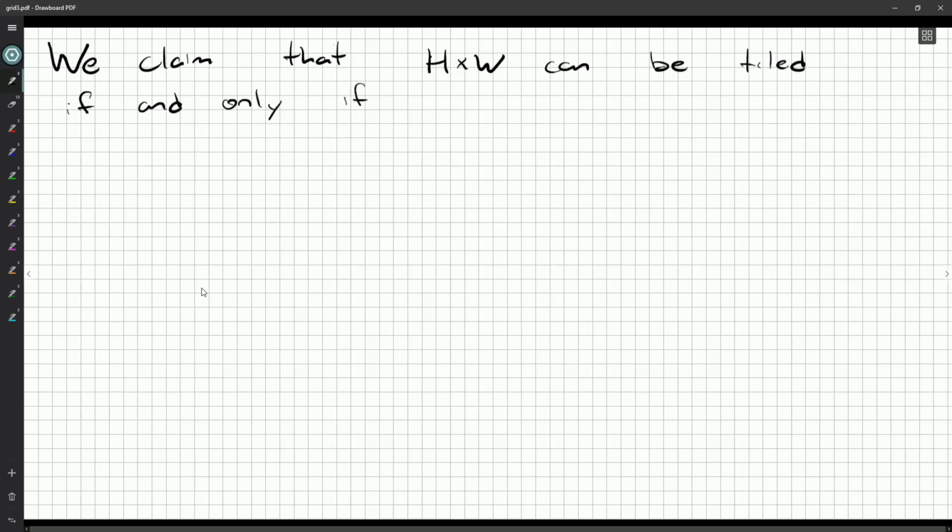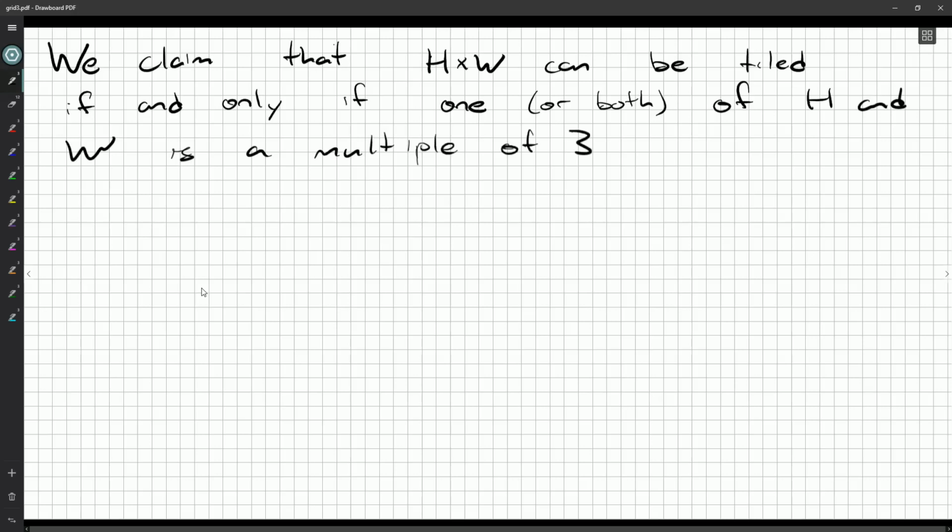So I think right now we're going to say we claim that H by W can be tiled if and only if one or both of H and W is a multiple of 3. Now the challenge is going to be, well, how do I show that?